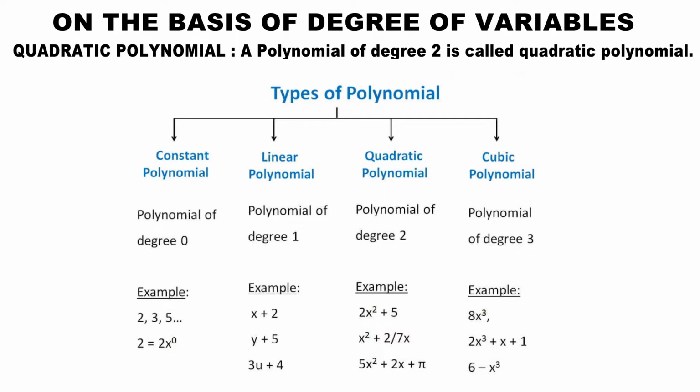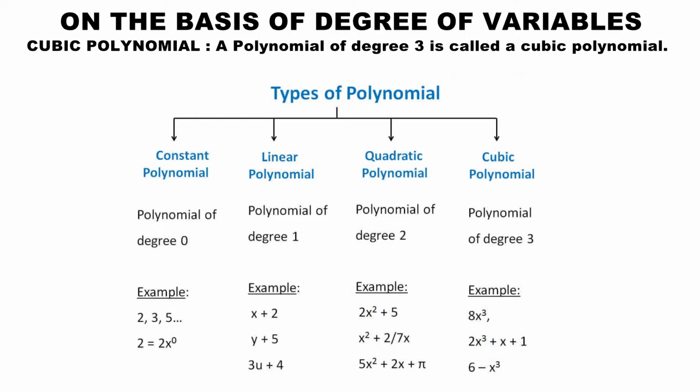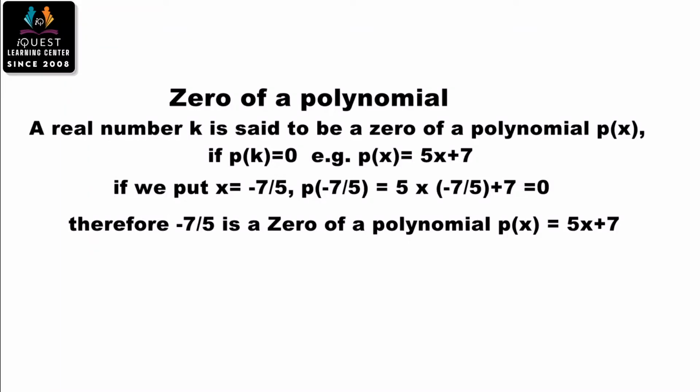Now discuss the third, quadratic polynomial. A polynomial of degree 2 is called quadratic polynomial. Now discuss the fourth, cubical polynomial. A polynomial of degree 3 is called cubical polynomial. Now let's discuss zeros of a polynomial.